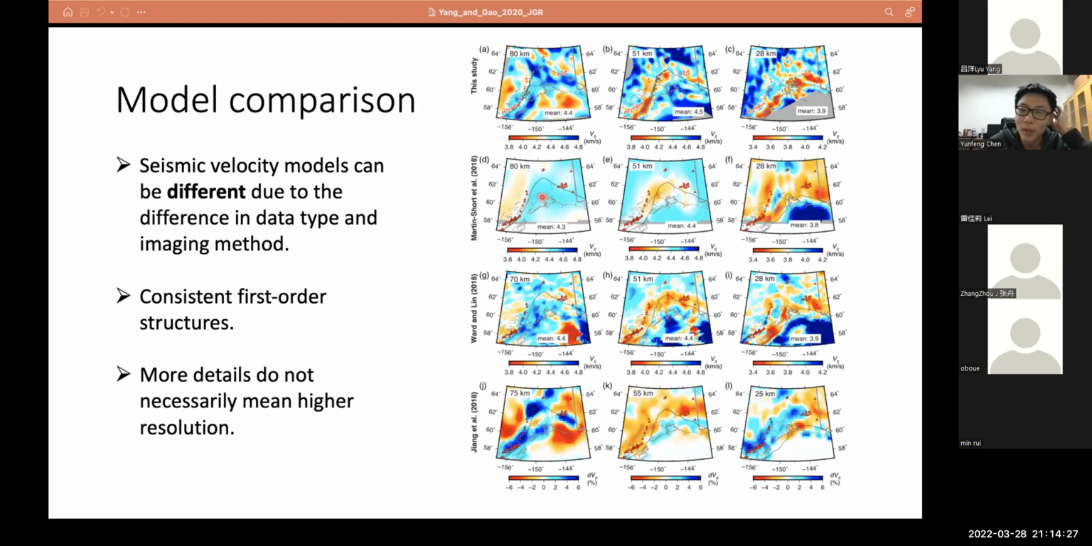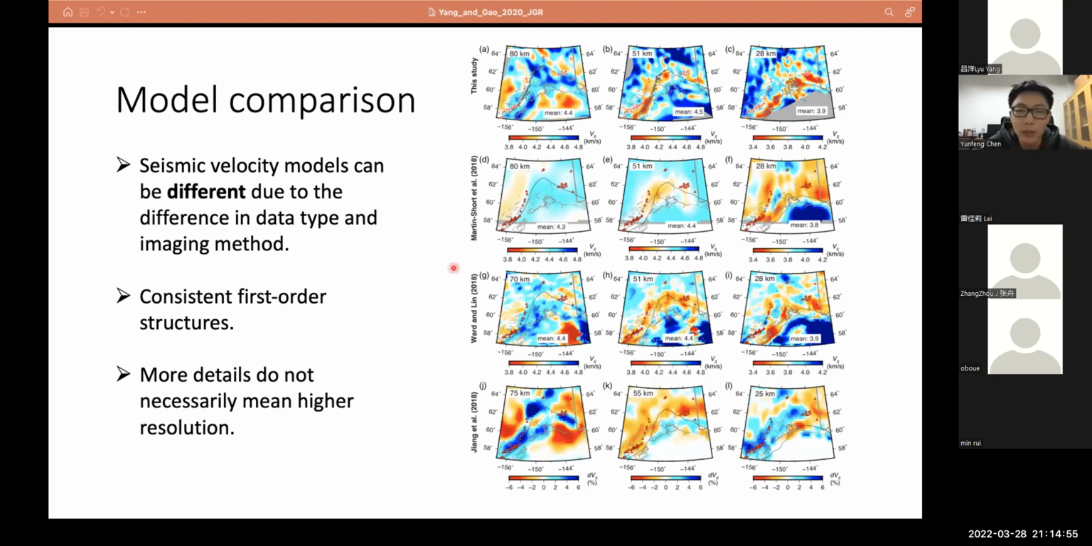Okay, then I will say, if you're talking about the method, I think the one investigated in this paper is probably the most advanced seismic imaging technique among all these 4 works. And if you look at the details in the model, yes, this one shows a lot of details, right? Compared to the second one, which is a very smooth model.